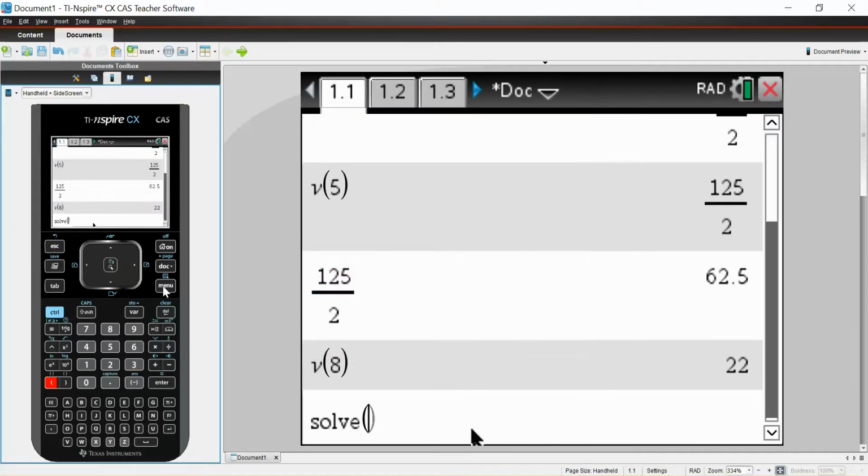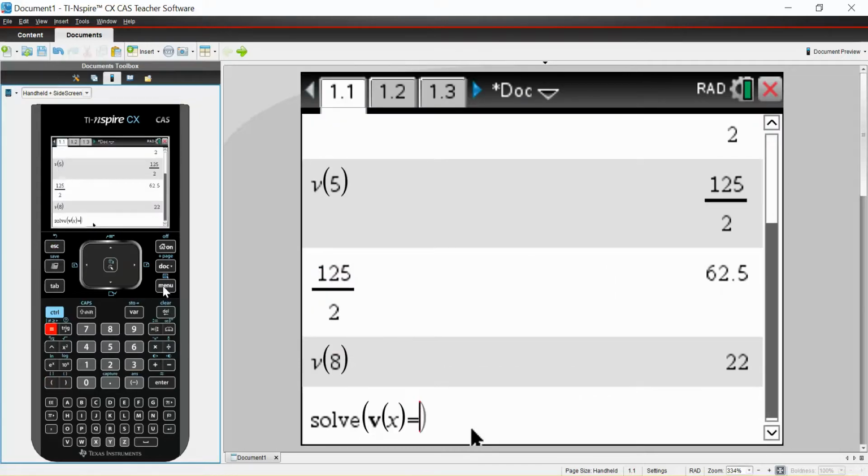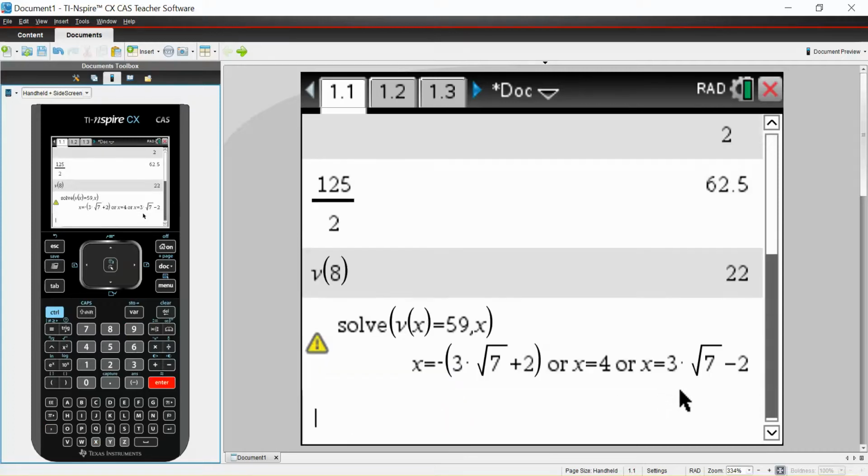I'm trying to solve for v of x to equal 59, because v of x is my equation. I want the equation to equal 59. I don't know what x is, and I want you to solve for x. So comma x. Press enter. And it looks like you got quite a number of answers here. You got x equals 4.